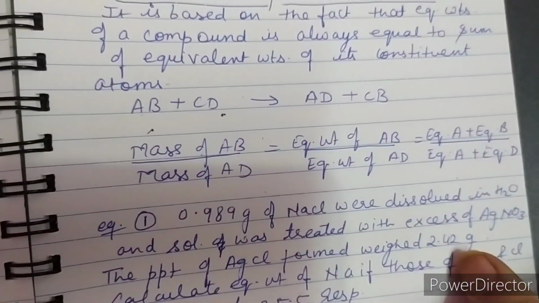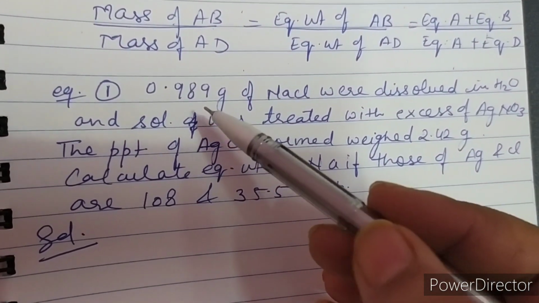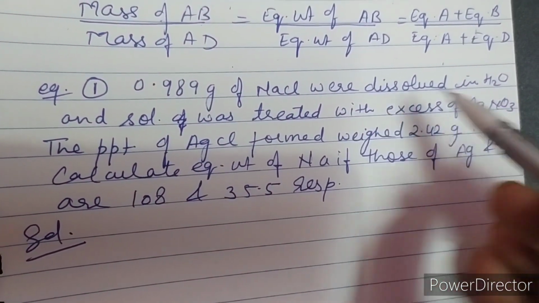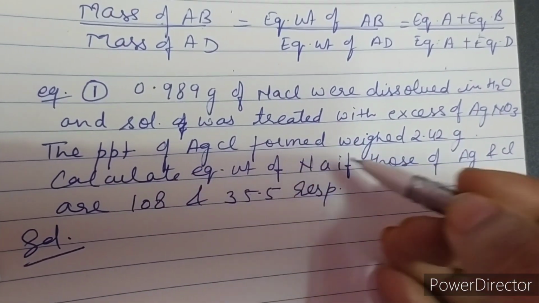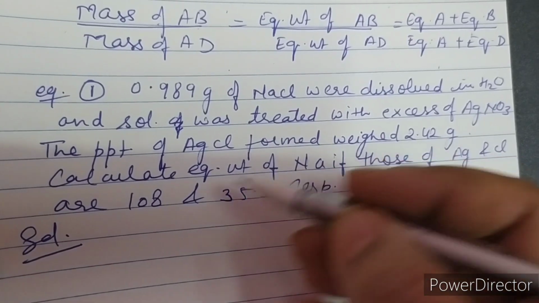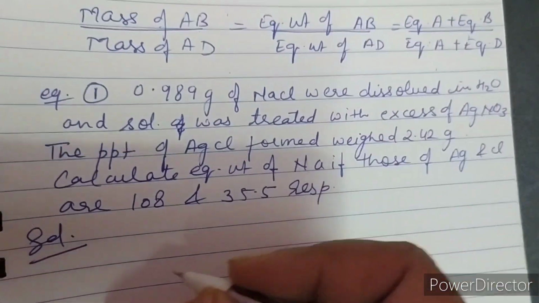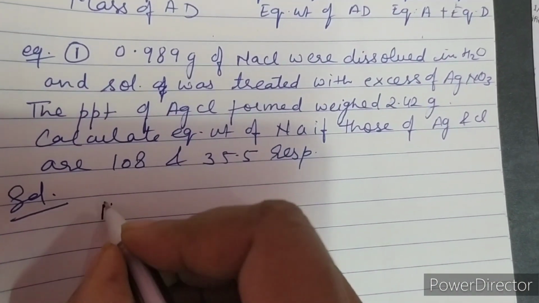Now let's understand this by taking an example. Here you can see one problem has been given in which 0.989 gram of NaCl was dissolved in water and a solution of silver nitrate was added to it. The precipitate of AgCl formed weighs 2.42 gram, and we have to calculate the equivalent weight of sodium if those of silver and chlorine are given. So now firstly let me write the equation.